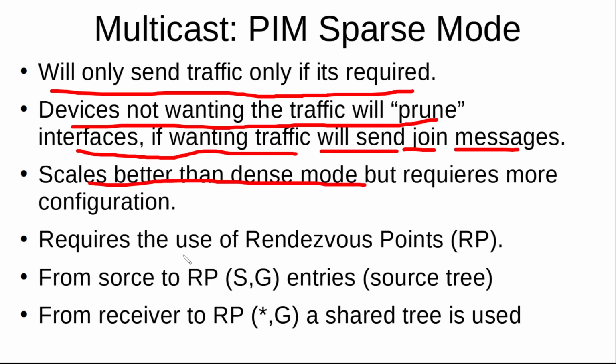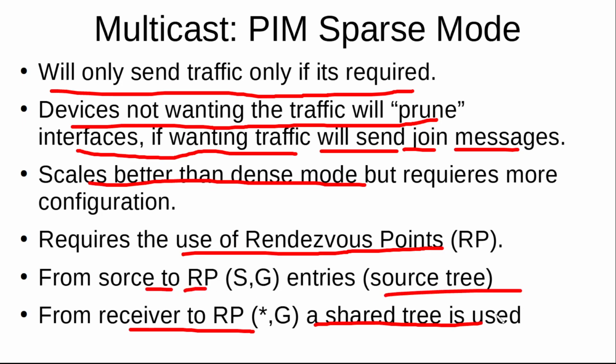One of them is the use of the rendezvous point. For sparse mode, mainly you will be using shared trees, specifically from receivers to rendezvous points. But for rendezvous points to sources, source trees are used.